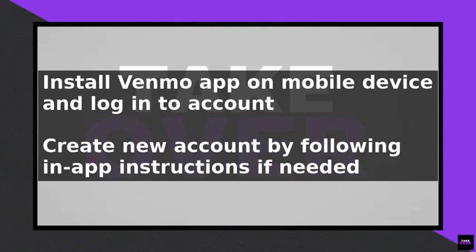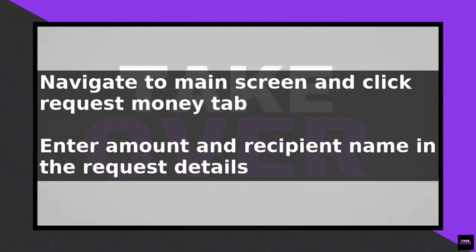To start, make sure you have the Venmo app installed on your mobile device and that you are logged into your account. If you do not have an account, you can easily create one by following the in-app instructions. Once you are logged in, navigate to the main screen and click on the Request Money tab. This will take you to a new screen where you can enter the details of the request.